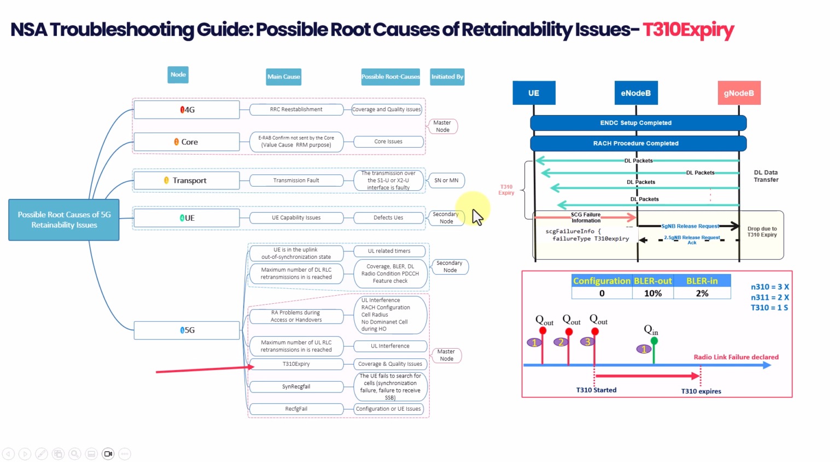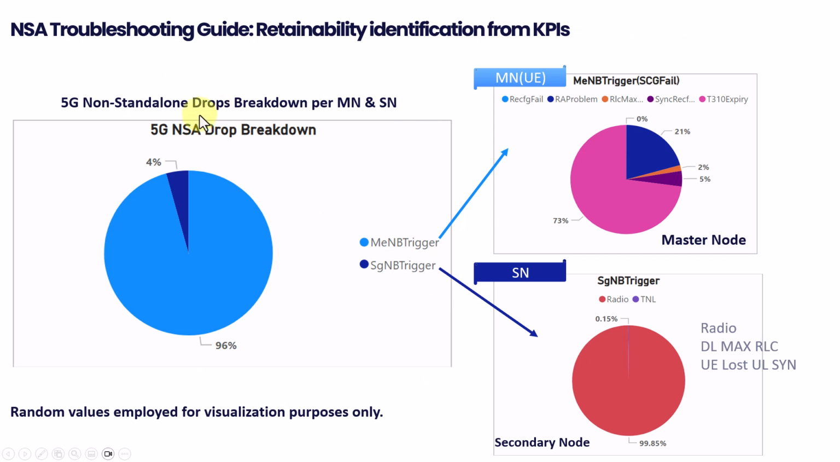Now, in the next slide, I'm going to take you through the KPIs. This is just a quick visualization of what we can check in case you would like to identify some of the top sites or the top causes which you have here, particularly for the 5G side. As you can see in this slide, this is retainability identification from KPIs. The left figure shows the percentage of drops initiated by the master eNodeB or the secondary node. The secondary node drops are usually due to SgNB failure reported by the UE due to problems such as reconfiguration, RA problems, maximum uplink transmission, synchronization failure, and T310 expiry.